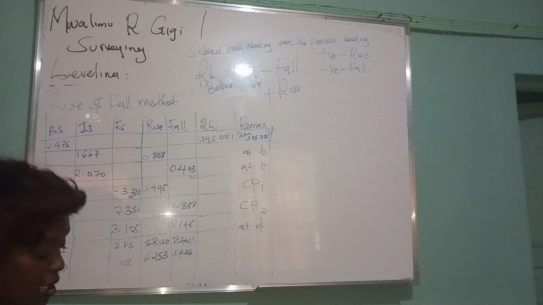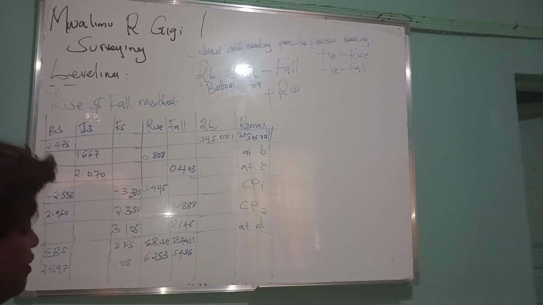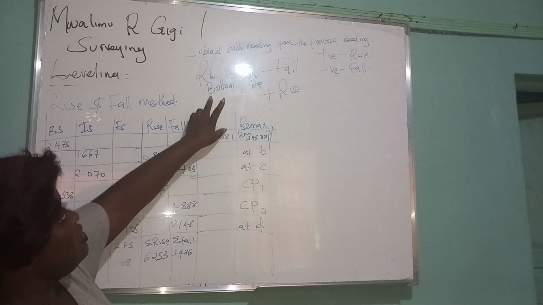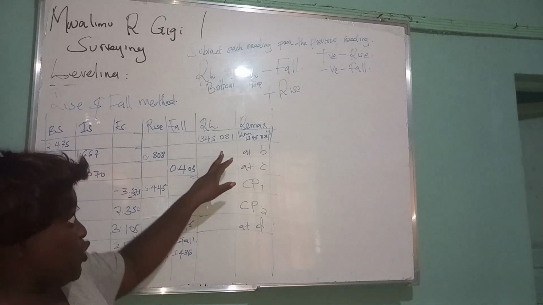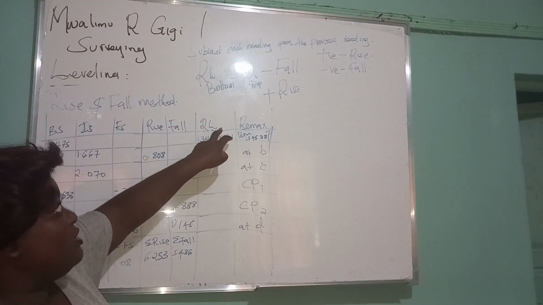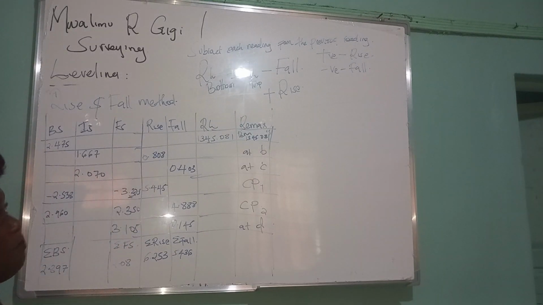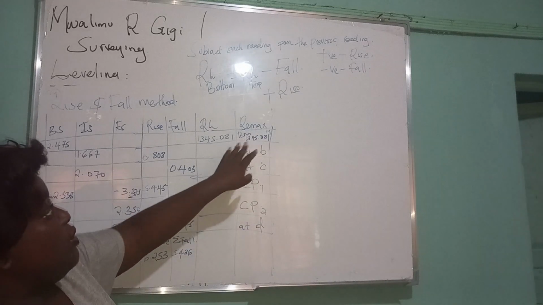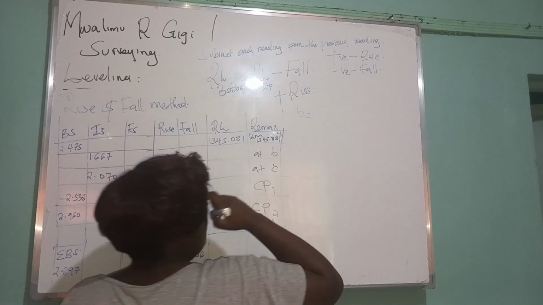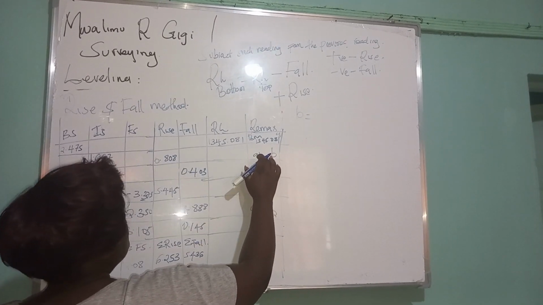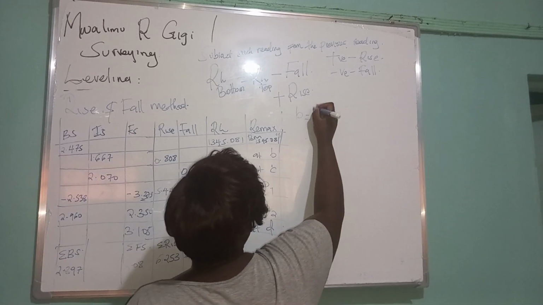So we can now do the reduced level. So we have said the reduced level at the bottom equals the reduced level at the top plus a rise, or if it is a fall, it is minus fall. So at point A, we have a reduced level. So what about point B? So at point B, we have the reduced level at the top.